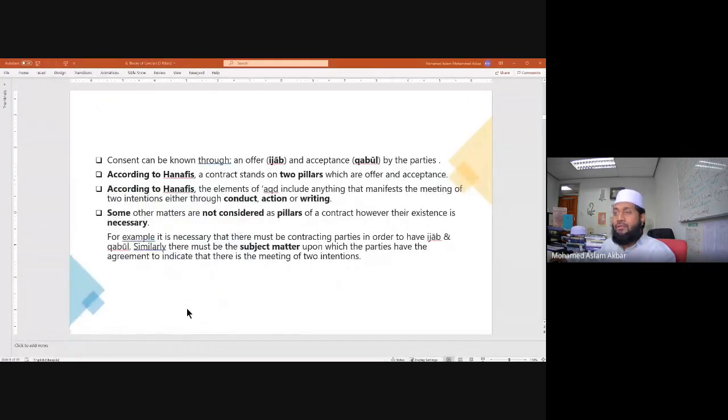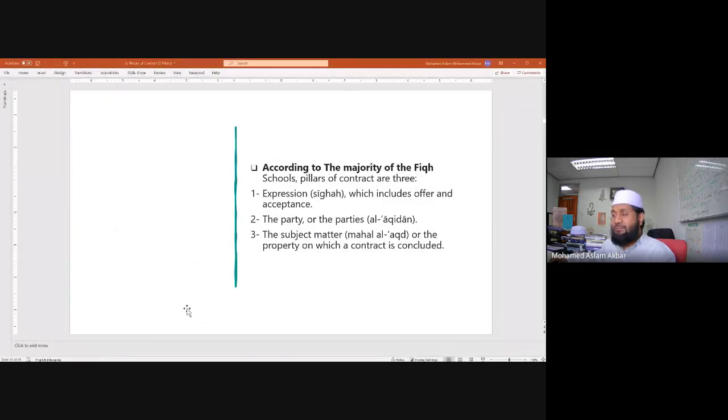how you do contract. So here it comes, it is expression, or you can call it shigha, which includes offer and acceptance. And then the second pillar is about who, the party or the parties, al-aqidan in Arabic. Then number three is what. So whatever that you are dealing with, the properties, the products, that is what we call subject matter. In Arabic, it is called mahal al-aqd, or the property on which a contract is concluded. So these are the three pillars according to the majority of the fiqh, majority scholar.